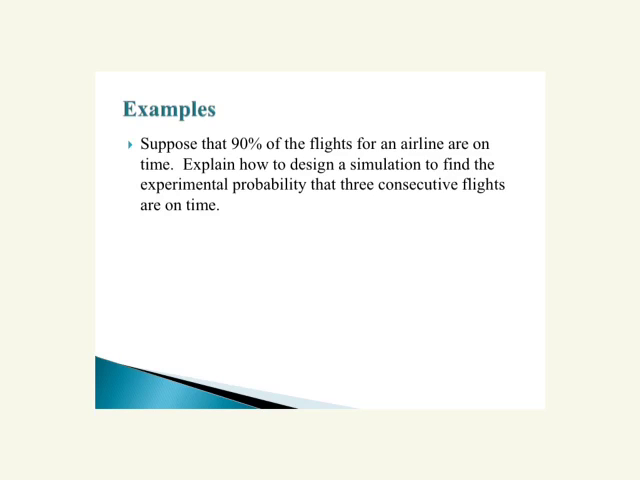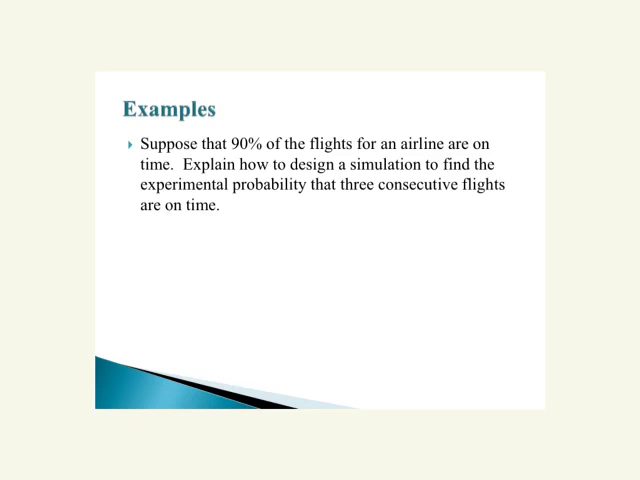Here's a second example. Suppose that 90% of the flights for an airline are on time. Explain how to design a simulation to find the experimental probability that 3 consecutive flights are on time. So how could we simulate this? Think about that.